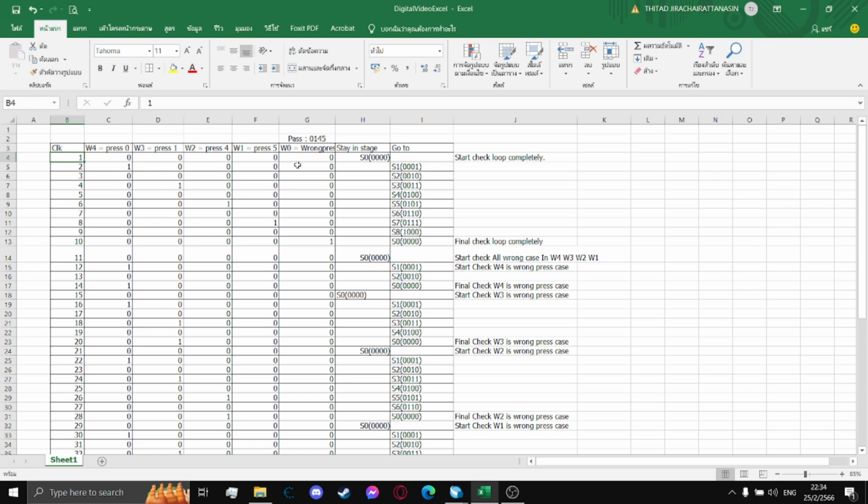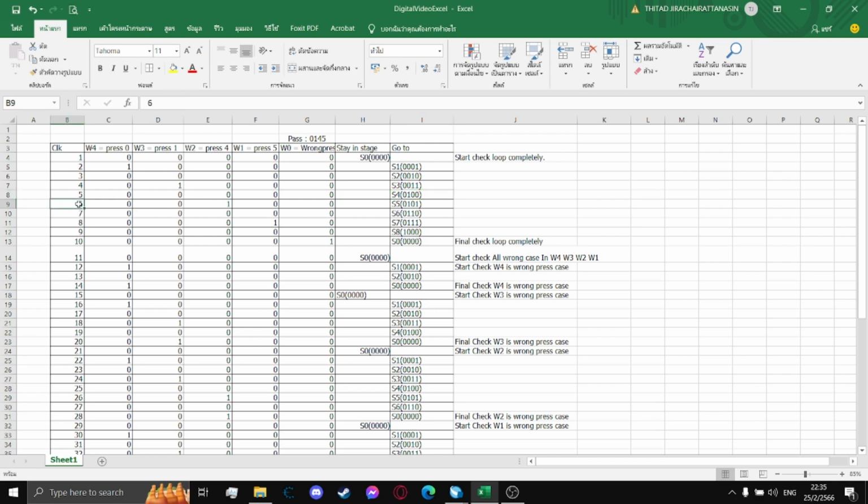From the first clock, in clock 1, which is the start clock, it will stay in state 0. And in state 2, when we press 0, then it will go to state 1. In clock 3, this is the state when you release the button or do not press, then it will go to state 2. Clock 4, when you press 1, it will go to state 3. State 5 is not pressed. When you do not press, it will go to state 4.